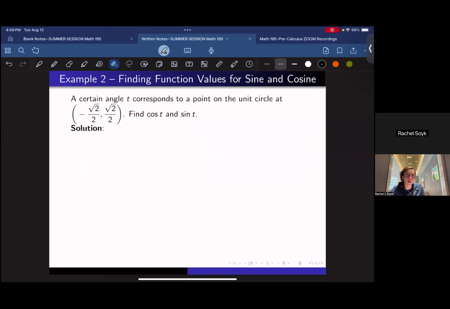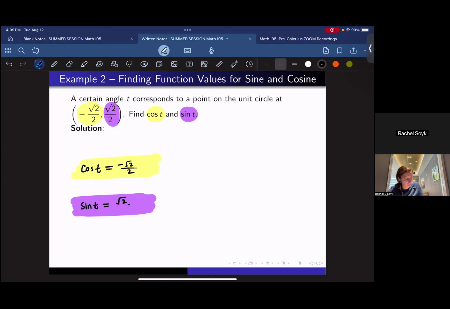Example 2, we're now being asked the same type of question, but we're not given the graph. We are given just a coordinate. So it's a little bit more technical, but as long as you apply the rules, then it's very straightforward. Yellow is yellow, purple is purple. So our final results: cosine t is equal to negative square root of 2 over 2, and sine of t is equal to positive square root of 2 over 2.